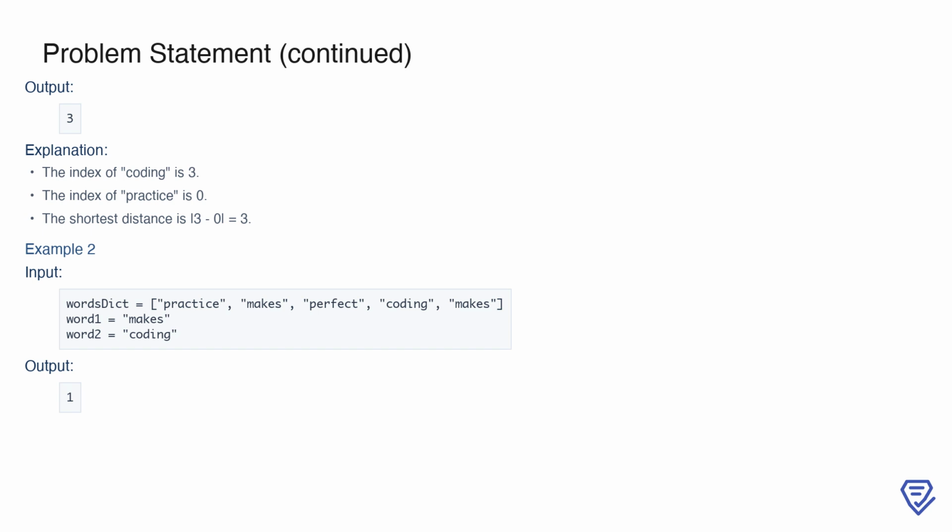In another example, if word1 is makes and word2 is coding, the output is 1. Here, the closest occurrence of makes is at index 4, and coding is at index 3. The shortest distance, therefore, is 4 minus 3, which equals 1.